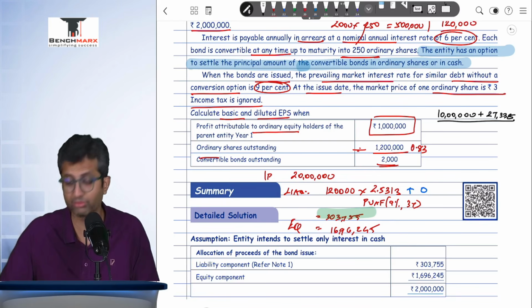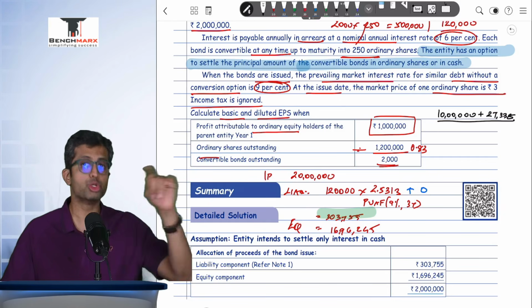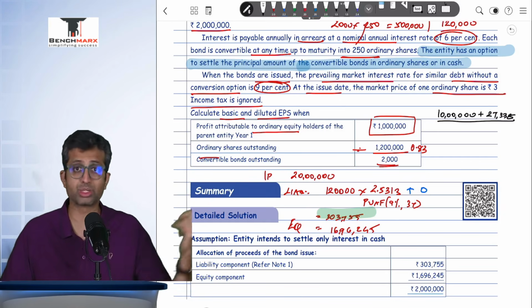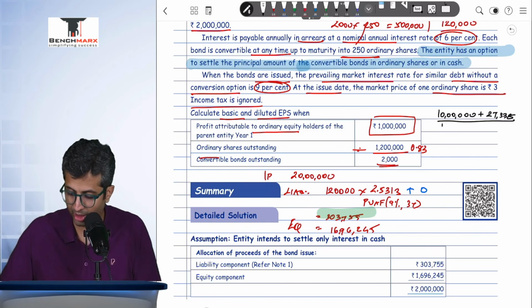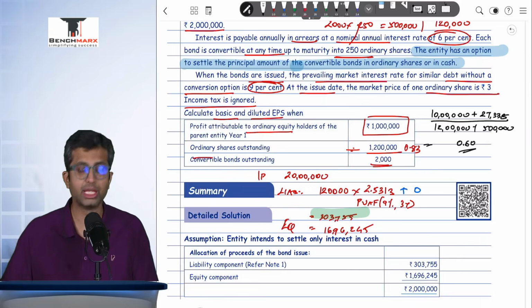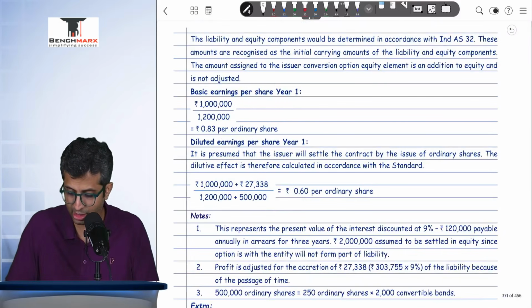This you can only find if you were to segregate between liability and equity, which you can do in this question because the market rate on similar non-convertible instruments is given. In the earlier question it was not given. And in the denominator you will have 12 lakhs. To that you will add 250 into 2,000, which is 5 lakhs. Again, this will be outstanding for the entire 12 months, and hence if we do this working, you will get probably 17 lakhs in the denominator, and hence 0.604 or something. Is this lower than basic? Yes, and hence this will be taken as diluted.